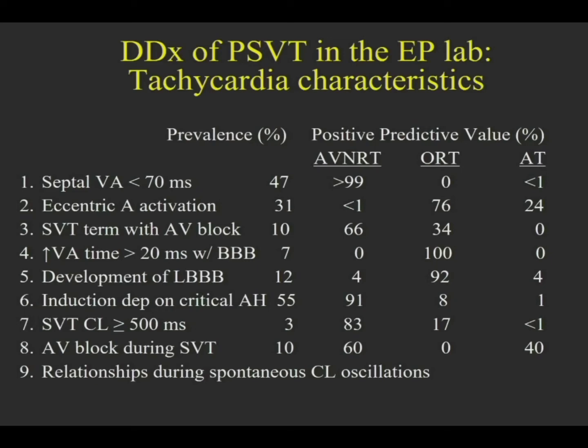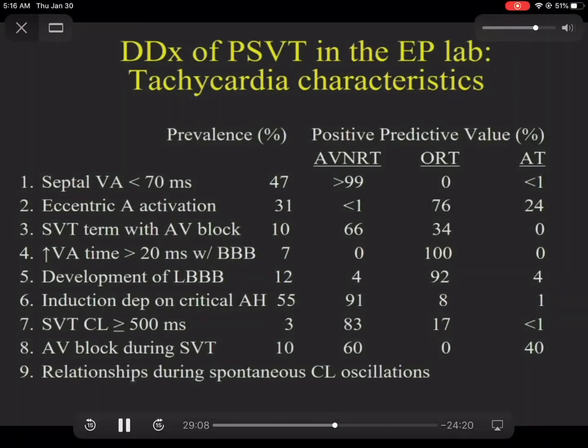The mere development of a left bundle branch block is way more common in AV reentry. The initiation of AV nodal reentry requires blocking the fast conduction over the slow, so that onset does not stress the His-Purkinje system like it does when you initiate AV reentry. So you tend to not get that bundle branch aberration. There's other reasons too, because AV reentry tends to be faster and you're more likely to get bundle branch block.